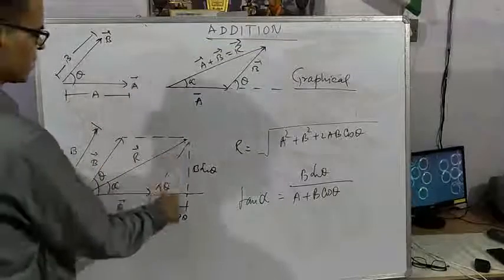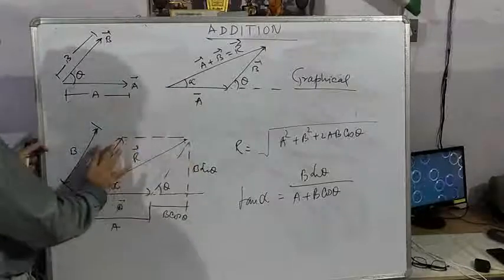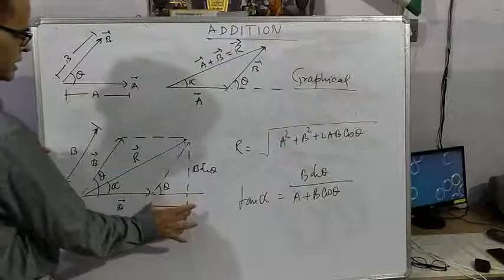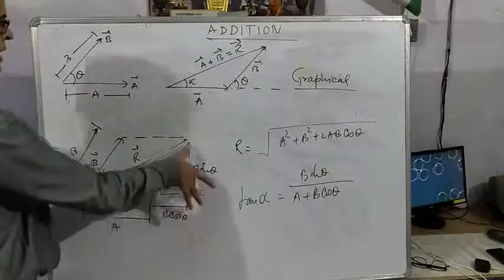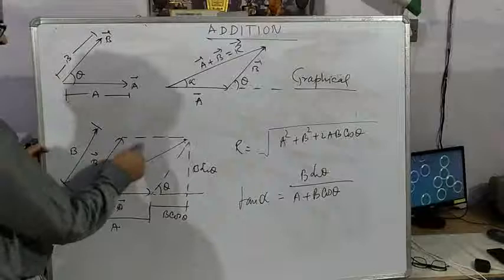Now complete this triangle. This length is equal to B, the magnitude of vector B. So in this triangle, this length comes out to be B cos theta and this is B sin theta. The objective is to find R, that is the resultant.